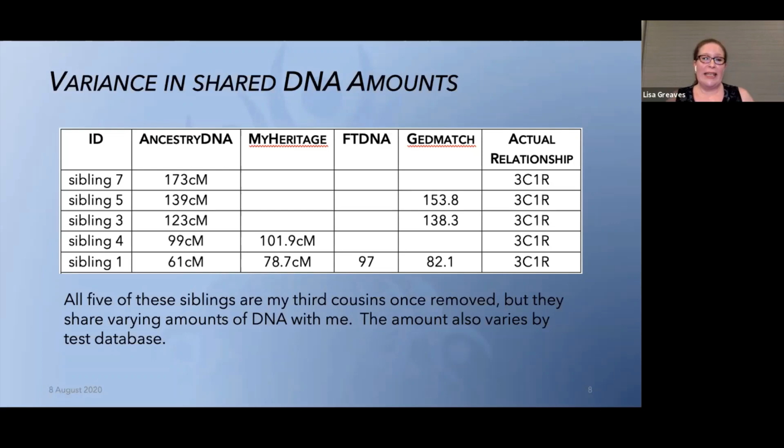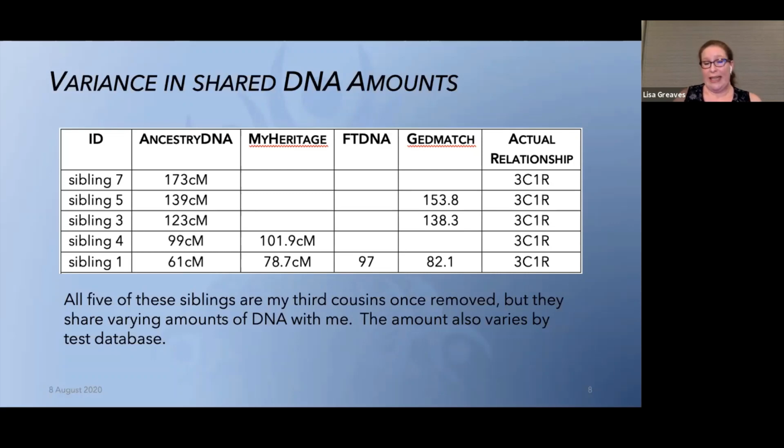And if you'll notice, Ancestry DNA is shown in the 2nd column, and then the other columns show the other test providers. So for example, if we look at sibling number 1, Ancestry says I share 61 centimorgans with her. MyHeritage says I share 78.7 centimorgans with her. Family Tree DNA says I share 97 centimorgans with her, which is like 50% more than Ancestry. And GEDmatch says I share 82.1.